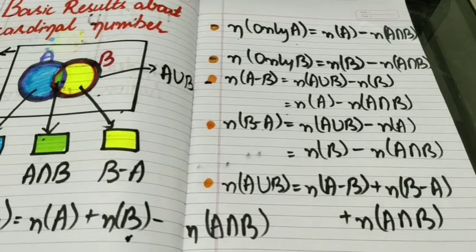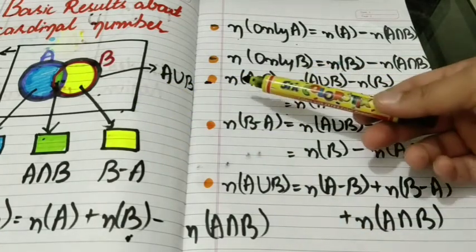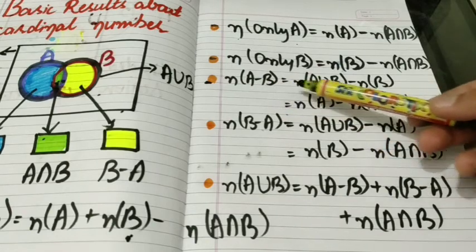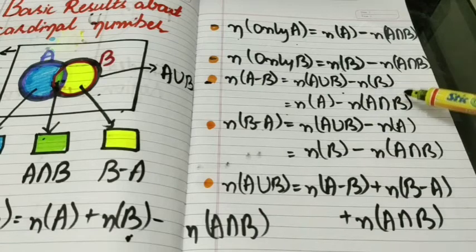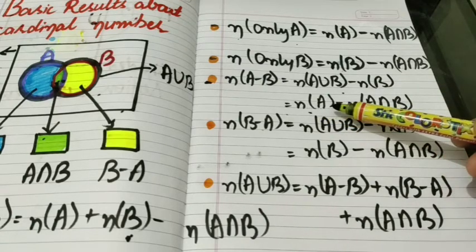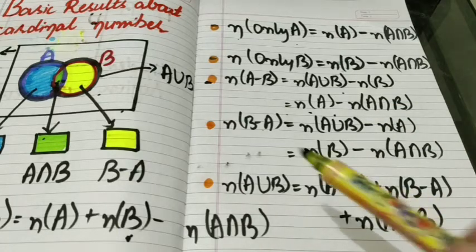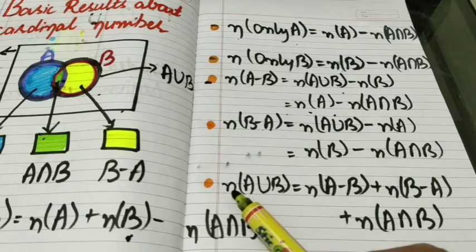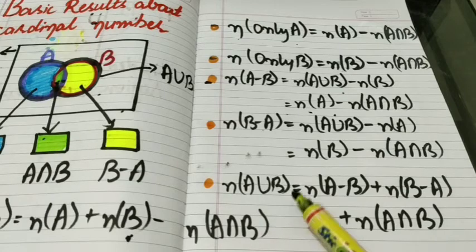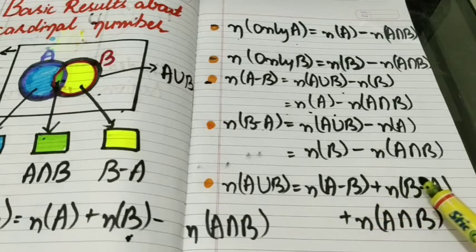From the same Venn diagram, we can draw some more results, like cardinal number of the difference of A and B equals cardinal number of A union B minus cardinal number of B, which is further equal to cardinal number of A minus cardinal number of A intersection B. In the same way, we can find the cardinal number of the difference of set B and set A. And cardinal number of set A union B can even be expressed as cardinal number of A minus B plus cardinal number of B minus A plus cardinal number of A intersection B.